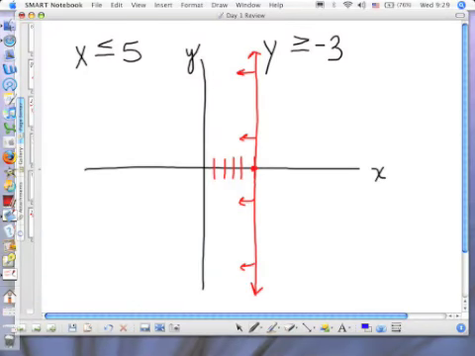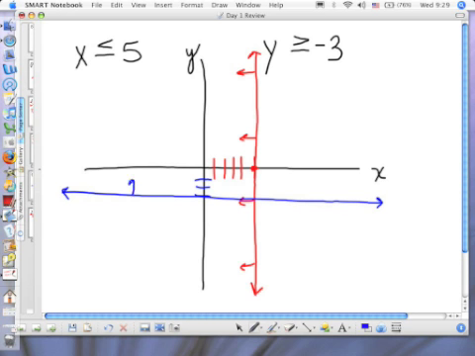Vertical or horizontal? Horizontal, obviously; the opposite of it is just x. Horizontal line going through the y-axis at -3. This one specifically is solid. And the region to be shaded is up.